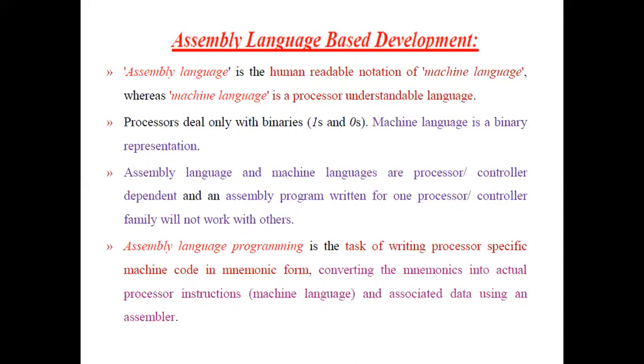As I keep saying in previous lectures, if there is a specific embedded system designed for a particular purpose, it cannot be used for another. As an example, an embedded system designed for a washing machine cannot be used in a camera. So assembly language programming is the task of writing processor specific machine code in mnemonic form, converting the mnemonics into actual processor instructions and associated data using an assembler.